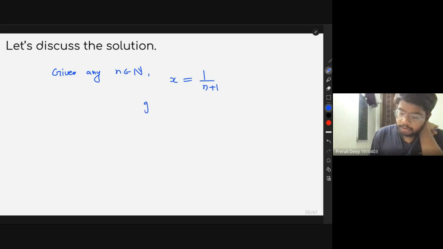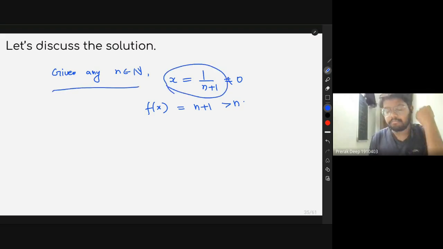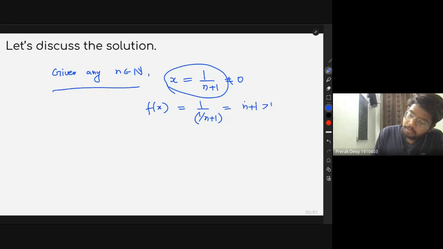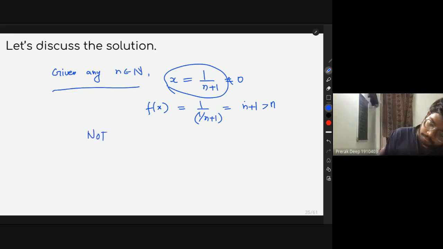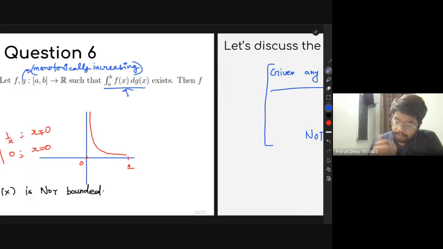So what will f of x be? Clearly x is non-zero, so f(x) will be n plus 1, which is clearly larger than n. You give me any natural number n, I can find an x, for example 1 over n plus 1, such that f(x) is n plus 1, which is larger than n. So this function is not bounded. This is the proof of the unboundedness.